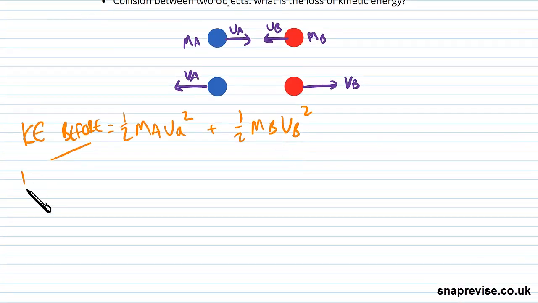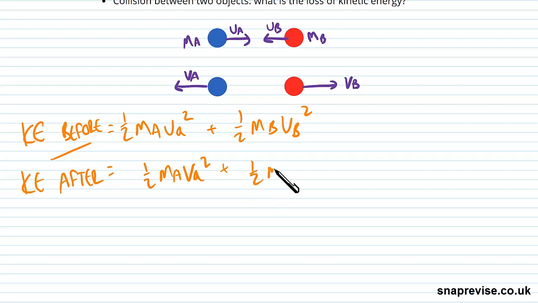What's the kinetic energy afterwards? After this collision? Well, that's a half mA vA squared plus a half mB vB squared. The key thing is that these are not the same anymore. And so if we want to work out what the change in kinetic energy is, we have to work out what this is.